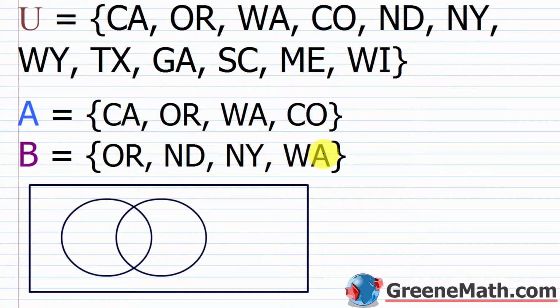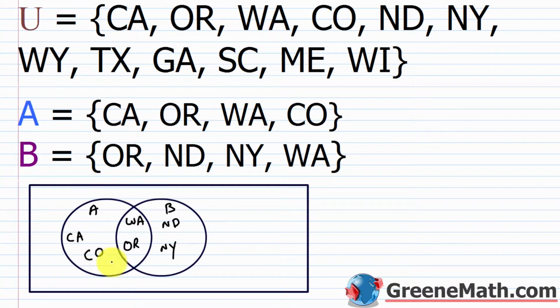Now, if I fill this out for set A and set B, what they have in common would be Washington and Oregon. So let's say this is set A and this is set B. So for set A, I would also have California and I would have Colorado. For set B, I would also have North Dakota and I would have New York.